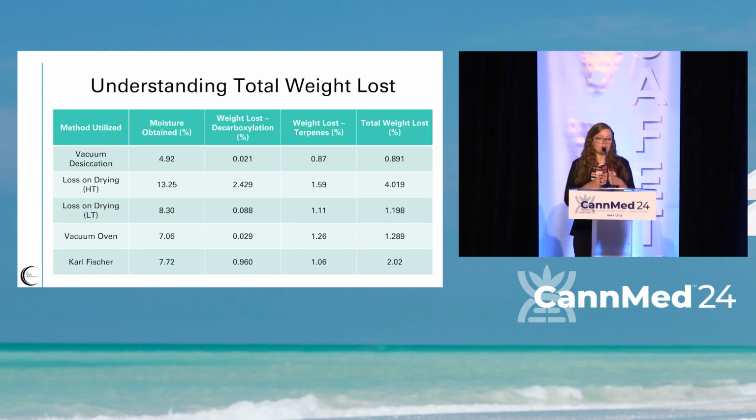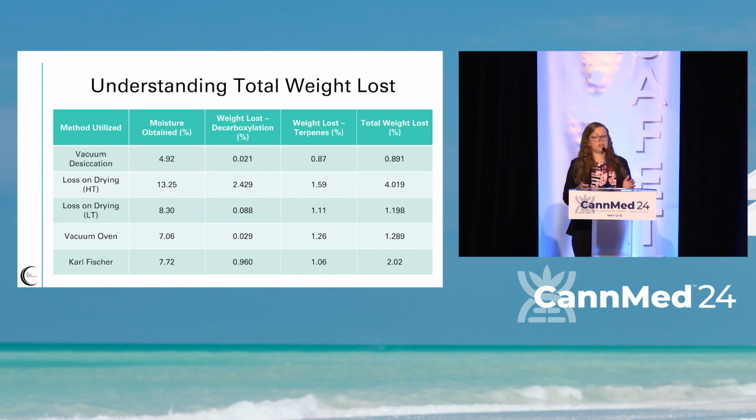So as kind of a summary of this, I wanted to paint a picture for understanding the total weight loss via each of these methods. So here we have the moisture obtained by each method along with the weight lost by decarboxylation, the weight loss by terpenes, and the total weight loss. This is exactly what percentage of the weight is lost via each of these methods. So you can see when you're running that vacuum desiccation method, you obtain a moisture of close to 5%, and we're experiencing a total weight loss of about 0.9%.